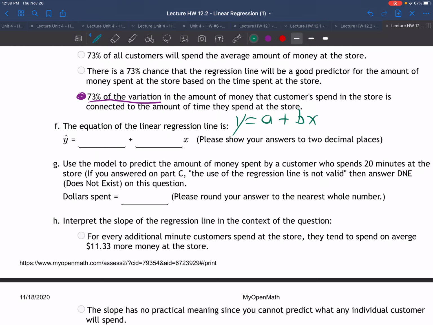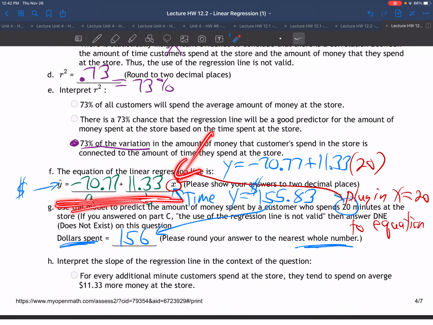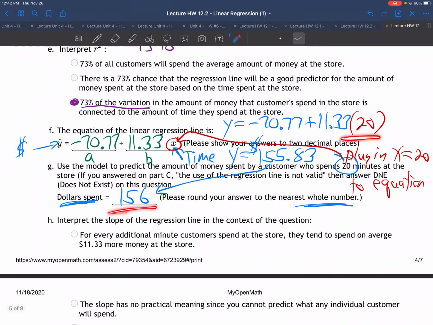Do you see how that worked? This is why people care about this kind of statistics in the real world. This equation that we got from this table connecting time with money is a connection equation between time and money. So you can plug in time and you'll get money on average. So if a customer spends 20 minutes, on average they're going to spend $156 in your store. Interesting. Now what does this actually mean? It says interpret the slope.